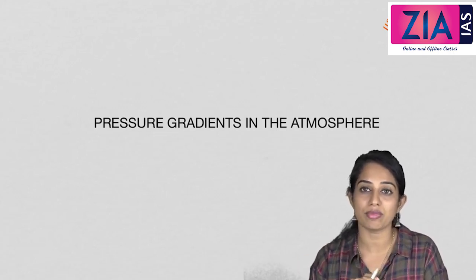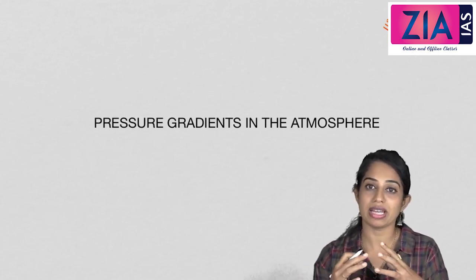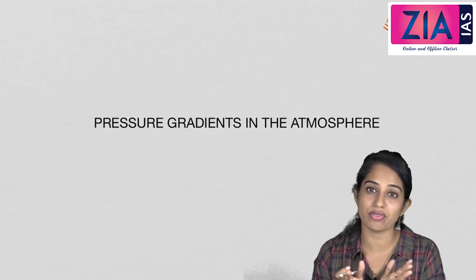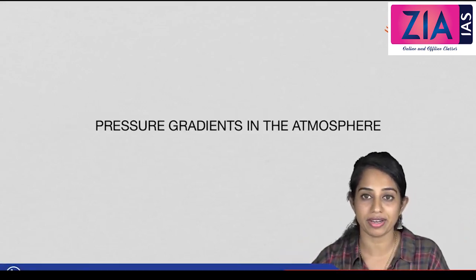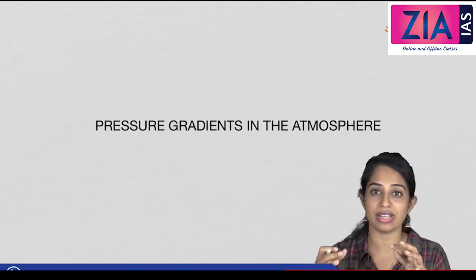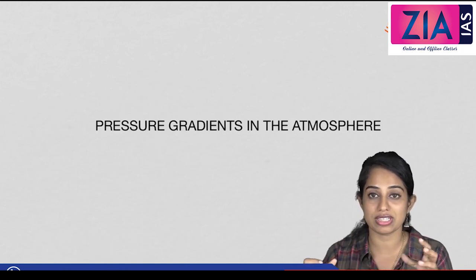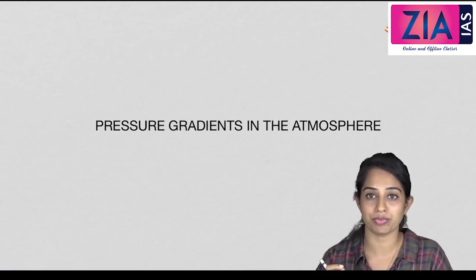So today we'll talk about low pressure and high pressure areas, and how an area becomes low pressure first of all, what happens to the air masses around it, and what the movement of air is. Respectively, we'll also talk about high pressure areas, how an area first becomes a high pressure area, and how the movement of air happens in a high pressure area. So first we'll see low pressure areas.